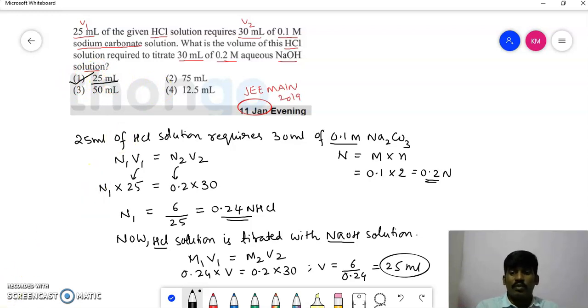So this is a very important question, right? These types of numericals you have to practice more. Yeah, these are the questions for today's session. We will be continuing the session. In the next video, I'll be uploading the remaining questions based on mole concept, which they have asked in previous year JEE Main 2019.